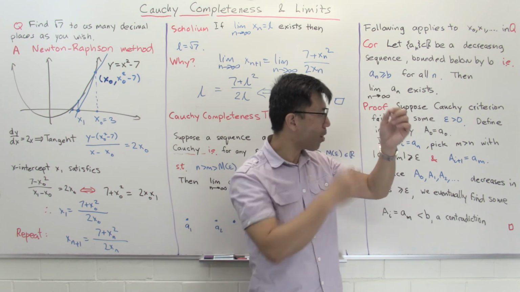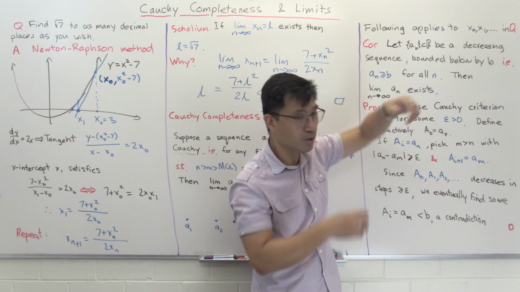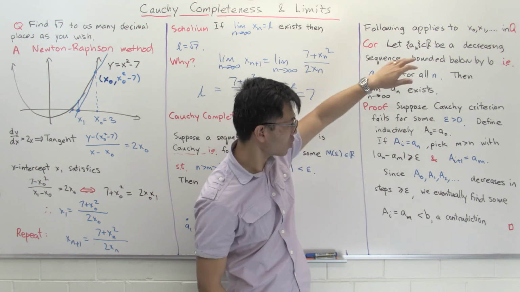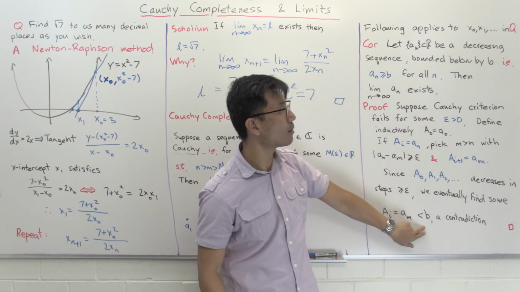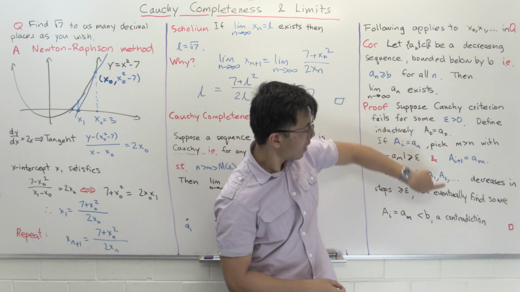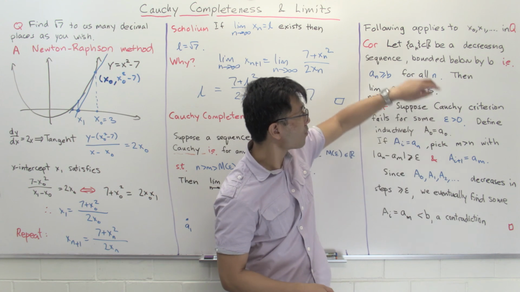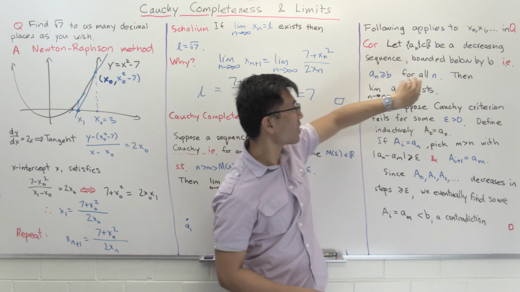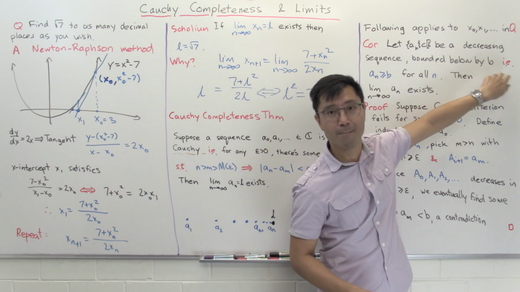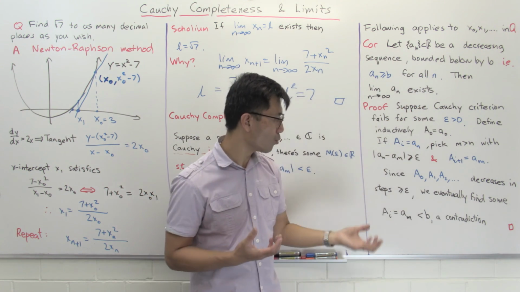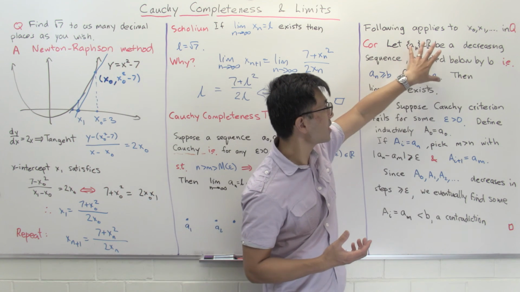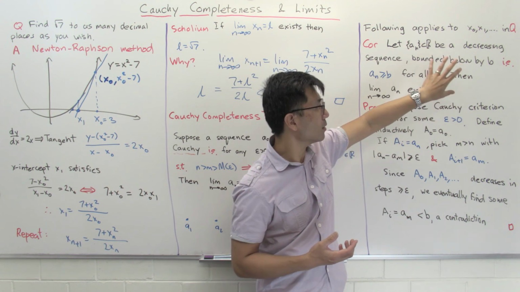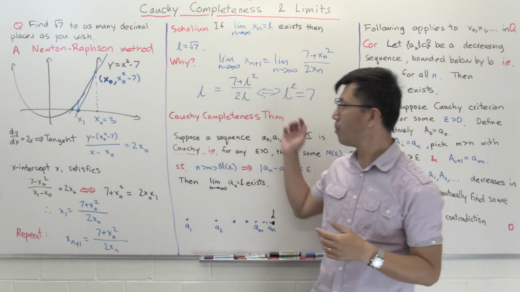And of course, if you keep going, these are just elements inside my original sequence, and you can go below any real number that you like. So you can eventually go below B, and that value is one of the values of the original sequence. That contradicts the fact that this sequence was bounded below by B. And that's how you prove that, in this case, this has a limit. This is a proof using the Cauchy completeness theorem.